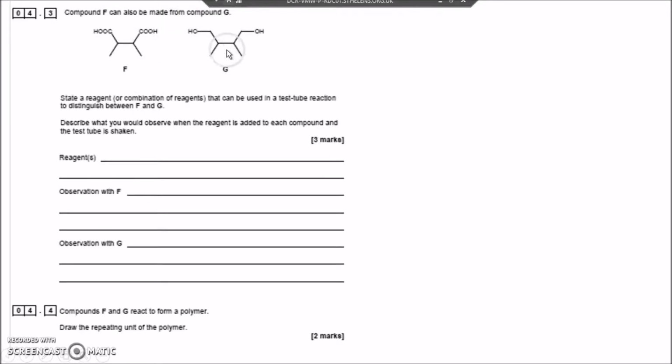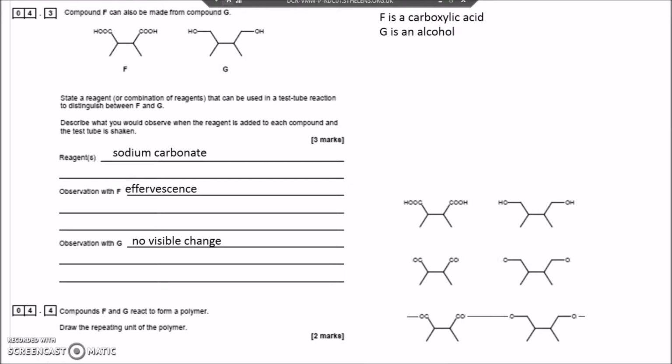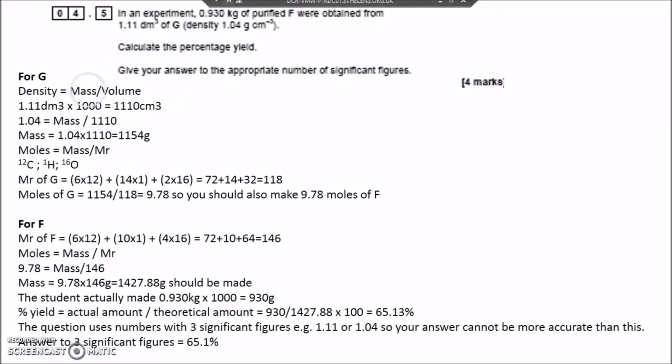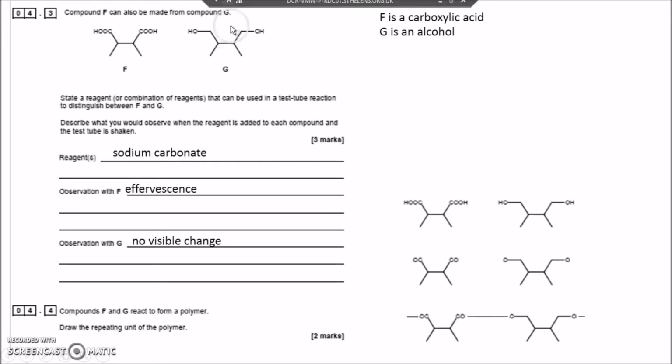Now I'd like moles because I've got an equation here. I know that G is being used to make F. So I'd like moles because 1 mole of this will make 1 mole of this. I'd like to know how many moles of this I've got. Well, to get moles from mass, I'm going to need to know the MR, because moles equals mass divided by MR. So let's have a look what I've got in this.